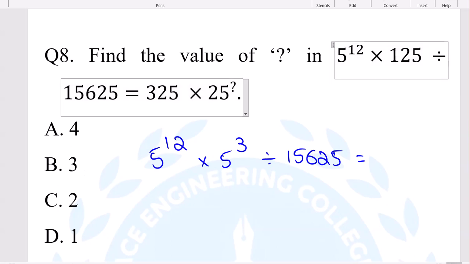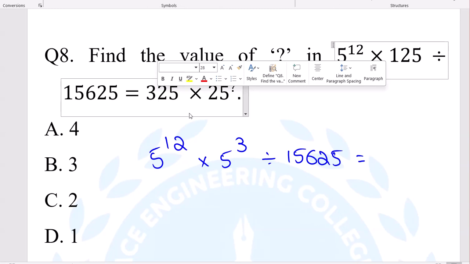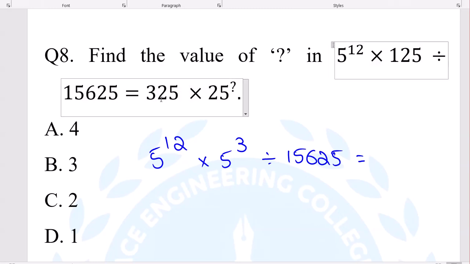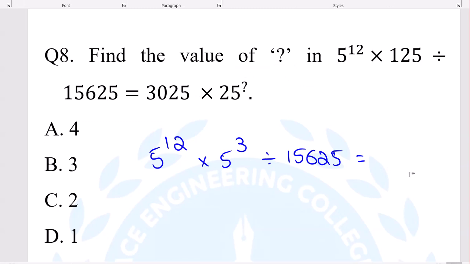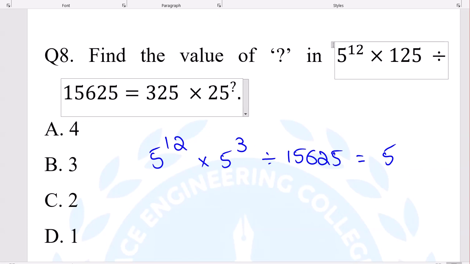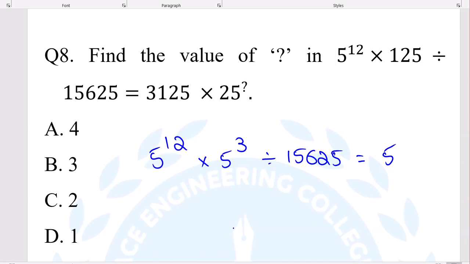I typed it wrong. All these equations I tried typing. At 3125, it is 5 power 5. We can write 25 as 5 power 2x. X value is what you need to calculate. This 15,625 can be written as 5 power 7.